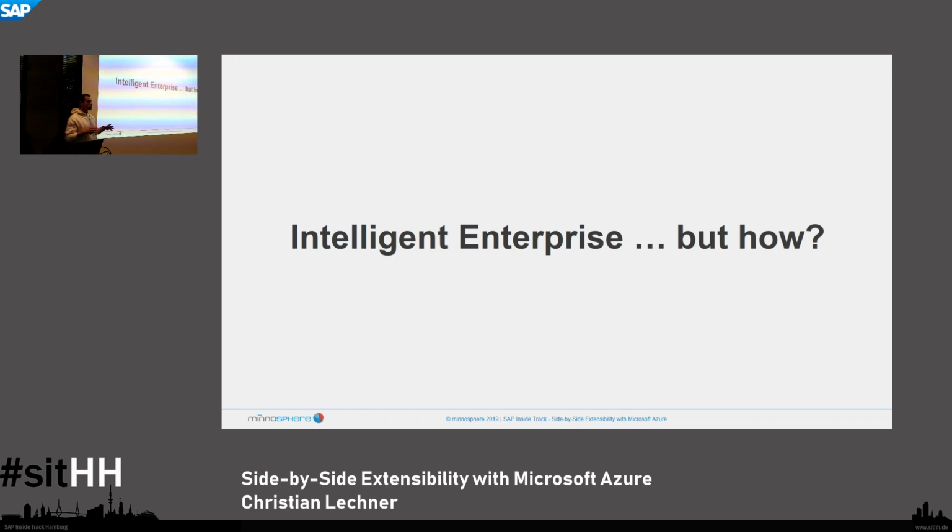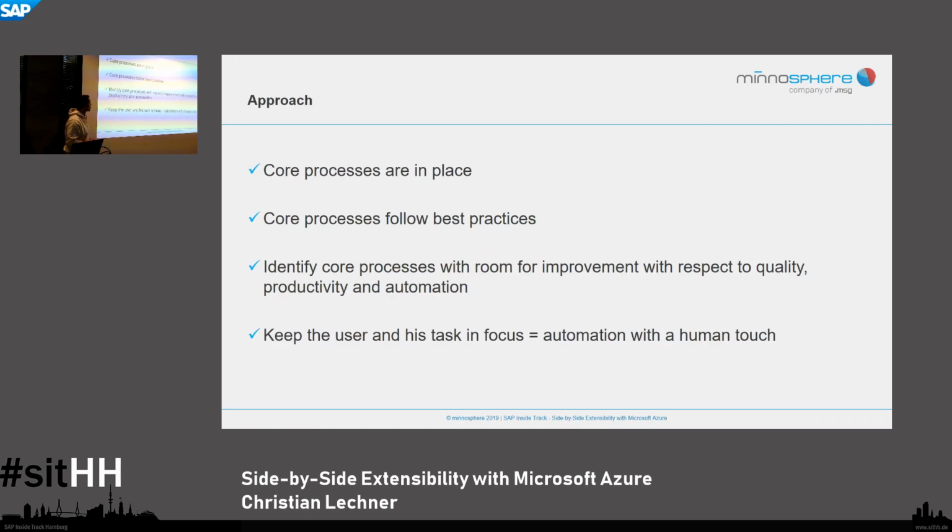Now, as we have a baseline of what the Intelligent Enterprise is, we have to think about what we can do in order to achieve it. The approach is quite simple from my perspective. You should have some core processes in place. This is the digital core on the SAP slides. They should follow the best practices. So when your SAP NetWeaver system is basically a Dropbox for Excel up and downloads, you're not ready to start.